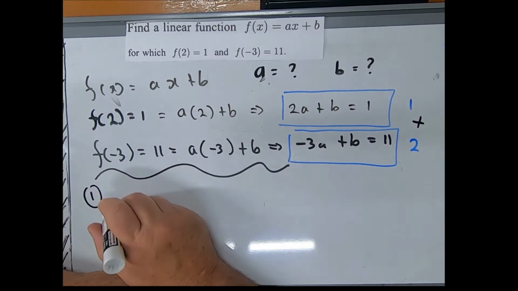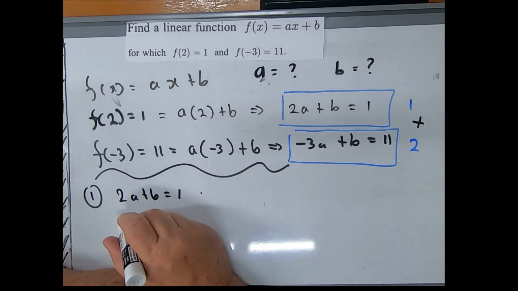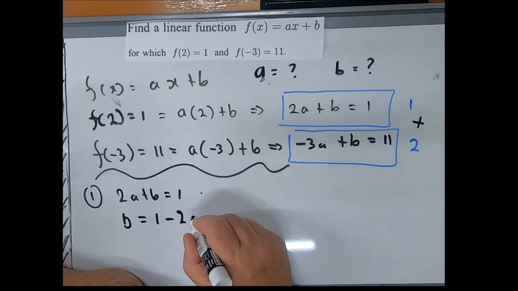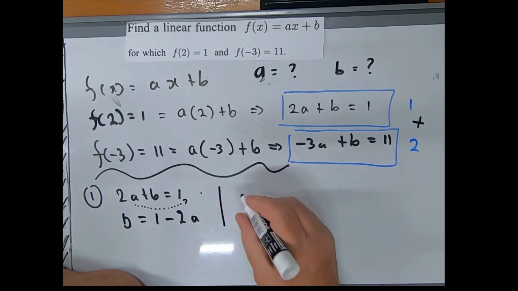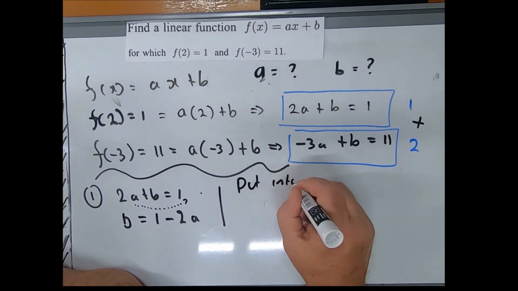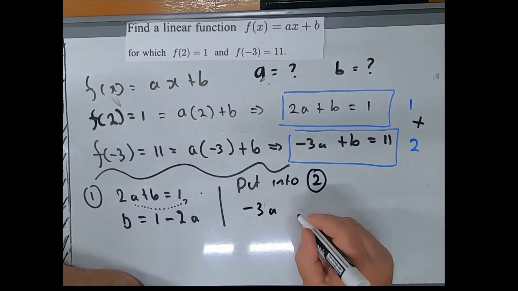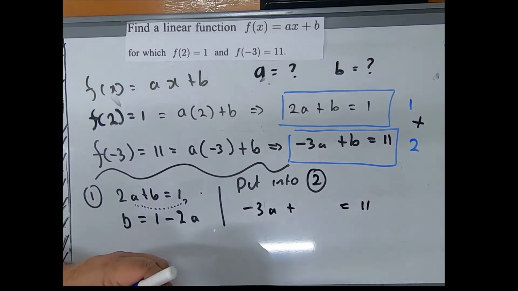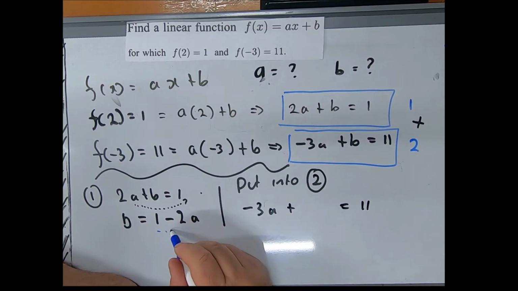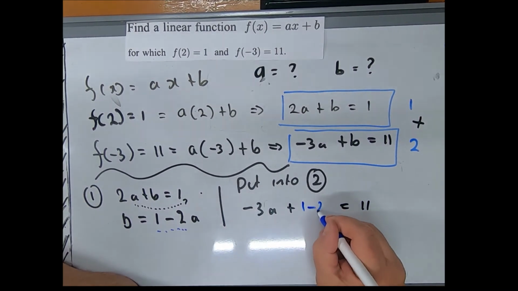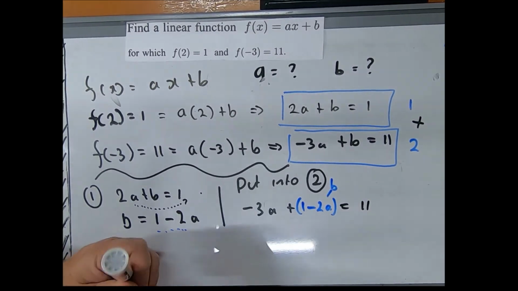Starting with equation number 1: 2a plus b equals 1, or it could be rewritten as b equals 1 subtract 2a. I've simply moved this part over here. Now, put into equation number 2. So it's currently minus 3a plus b equals 11. So now, instead of using b here, I'm going to put this part, 1 subtract 2a. This has been replaced with the b.